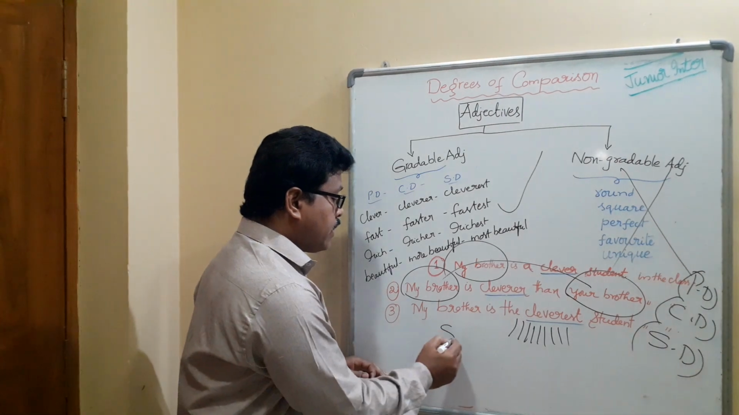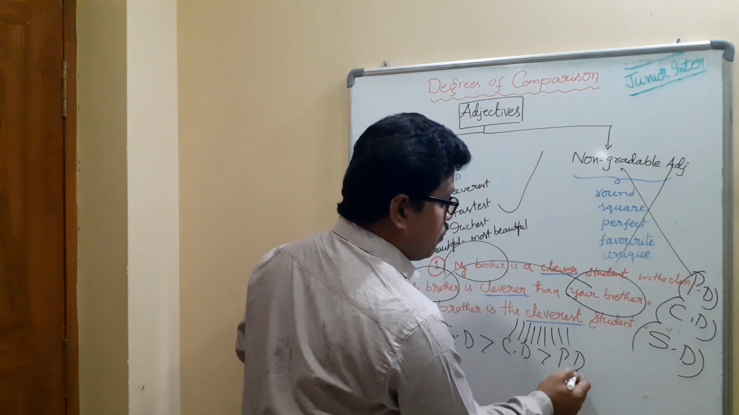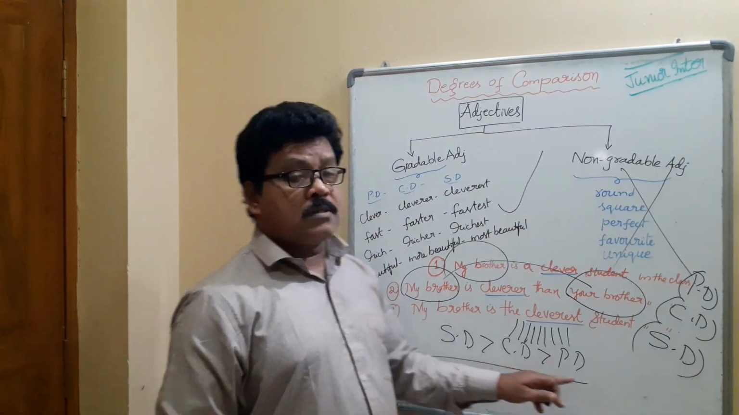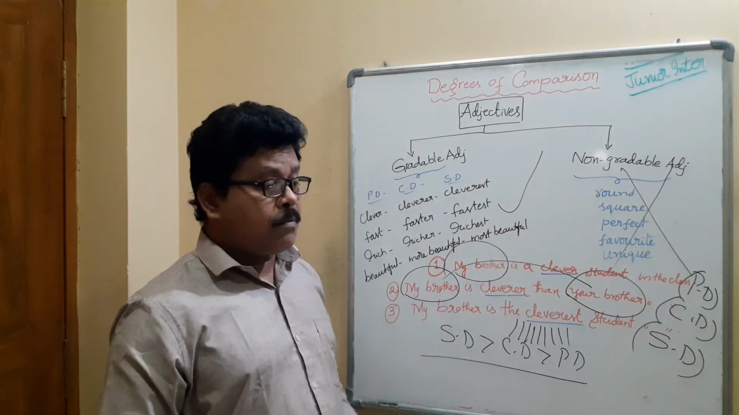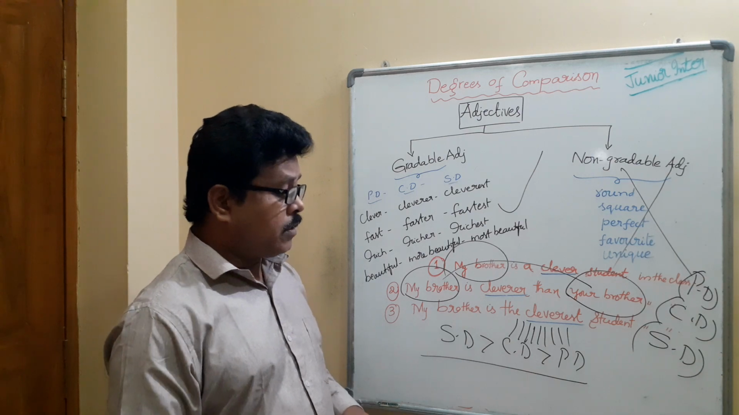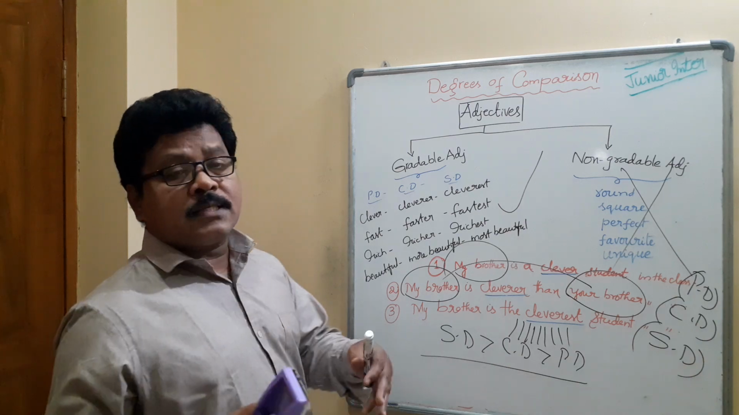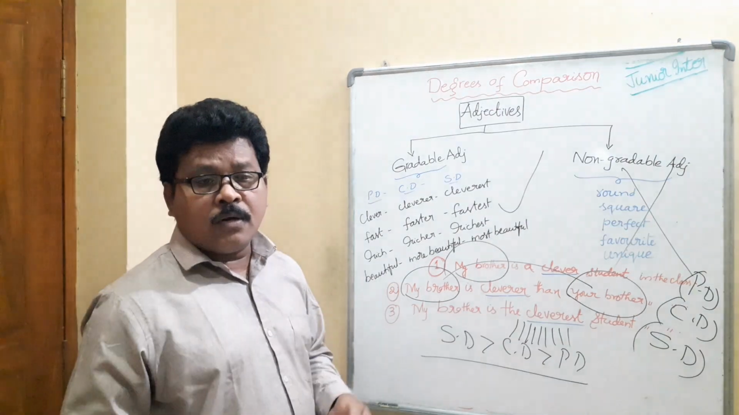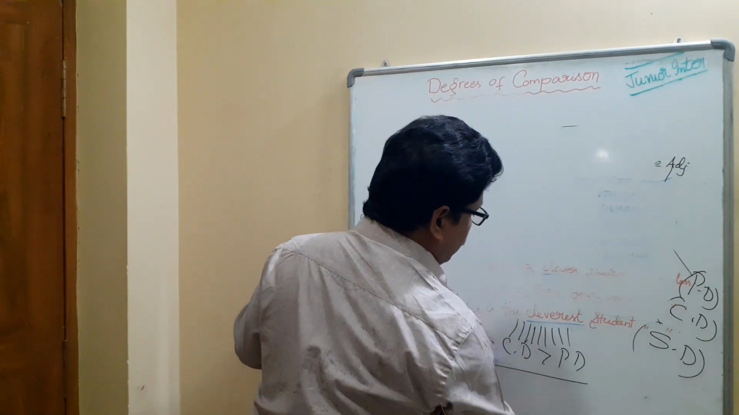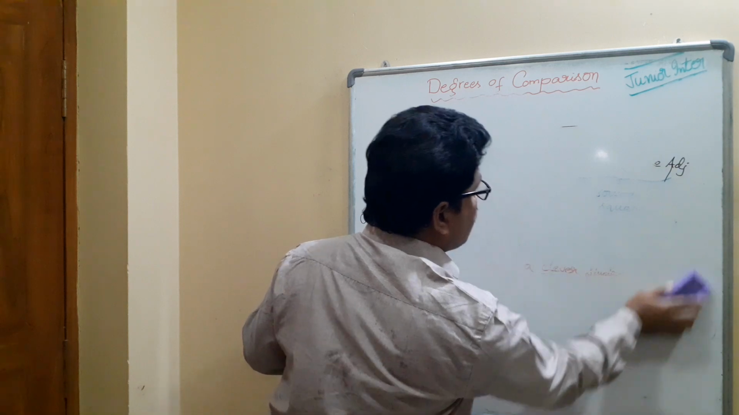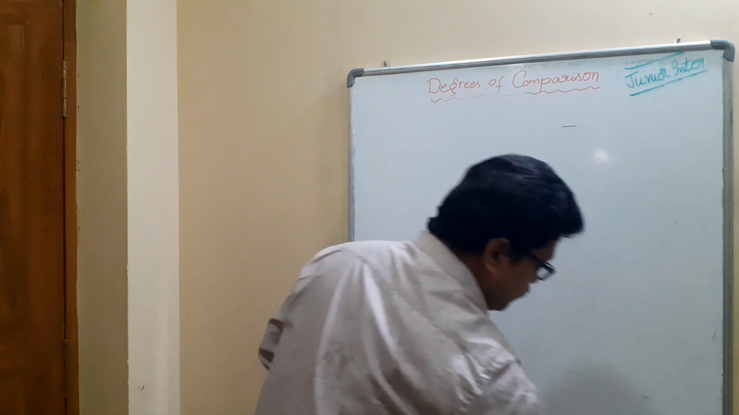So superlative degree is greater than comparative degree, which is greater than positive degree. This is the highest one, this is the lowest one. This is the relation among these three: positive, comparative, superlative. Now we move on to the exercise. We have some types, type 1, type 2, type 3. First we move on to type 1. Please write down type 1.